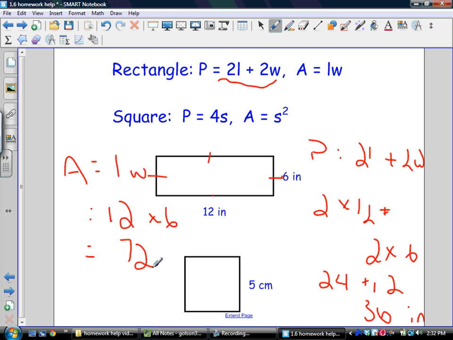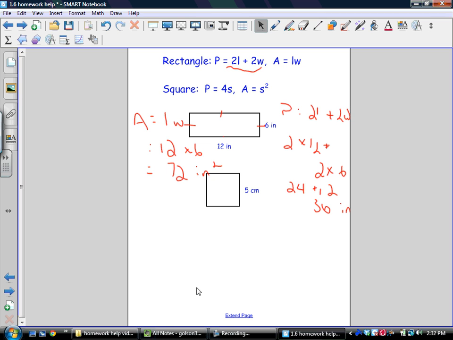Now, with area, you have to be careful. The units get squared on this. So it's going to be 72 inches squared is the way we write it. We actually read it as 72 square inches. Just one of those goofy things where it's written one way, but it's actually read slightly different. But it is important to remember that anytime you're finding an area, the units get squared. Okay?